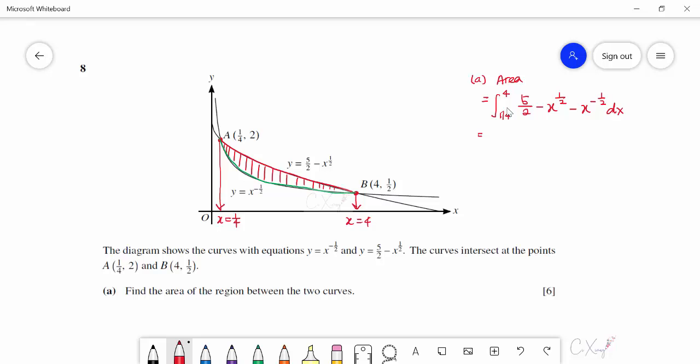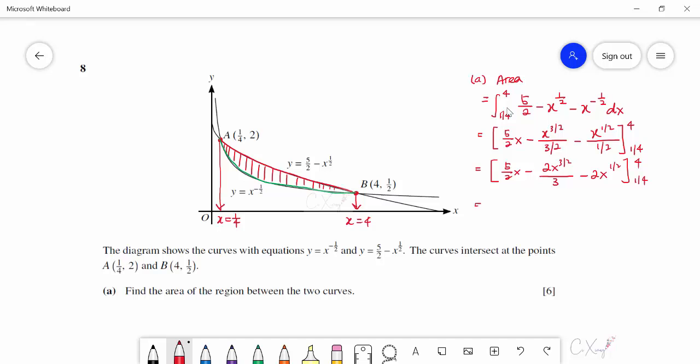When we do the integration, generally we are having 5/2 x. The power plus 1 becomes 3/2, and then divided by 3/2 as well. Then this time I'm having 1/2, then divided by the new power 1/2. And you need to put in the limits of 4 and 1/4. If you try to rephrase it, what we have is 5 over 2 x, then minus 2x power 3 over 2 over 3, then minus 2x power half.